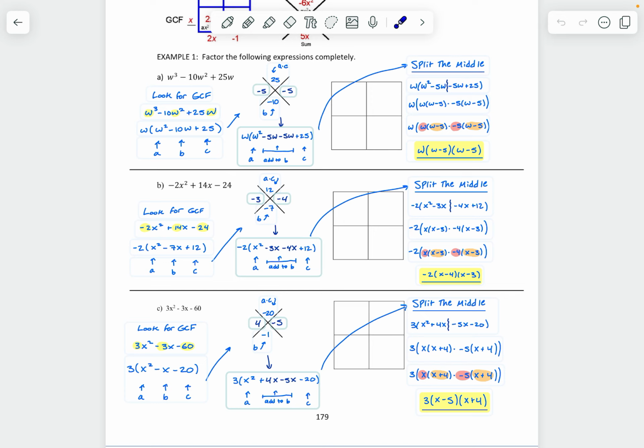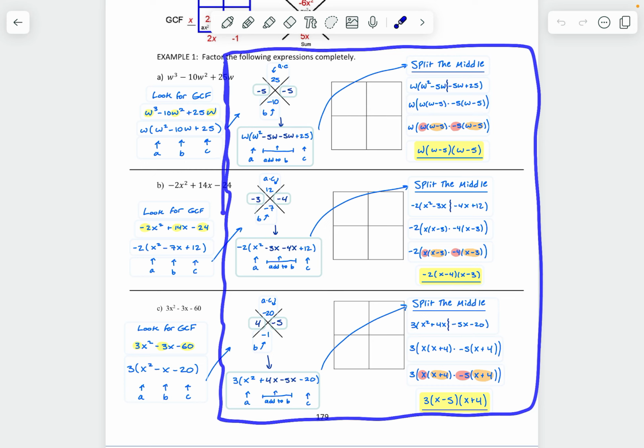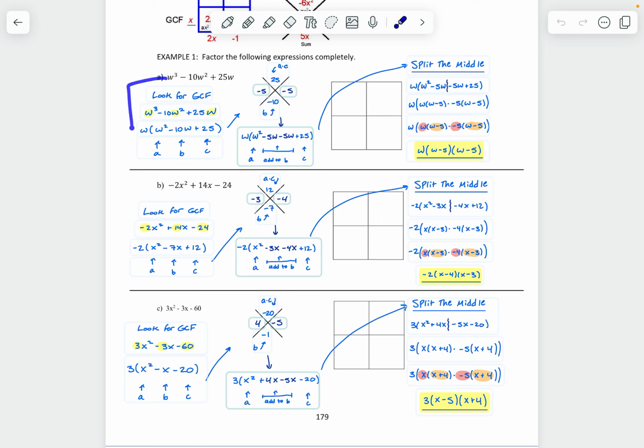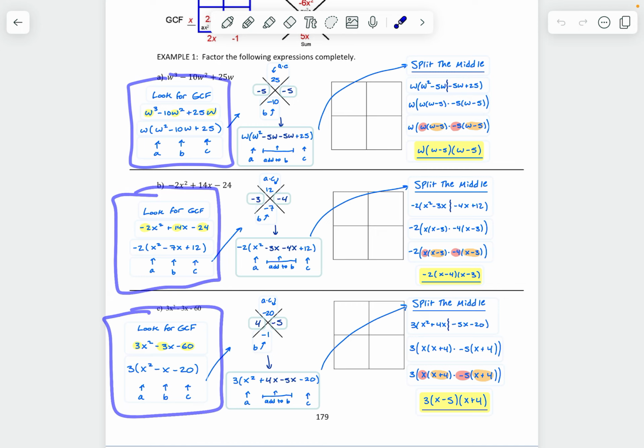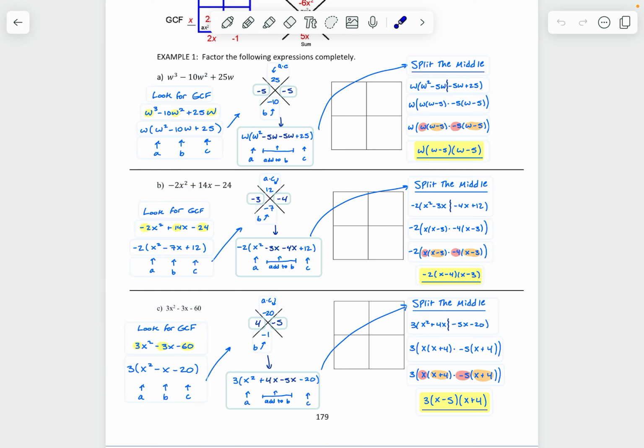Now I know I mentioned it a handful of times, but these problems don't change that much. From right here all the way to the right, this is what we already have done. But what changes is now we first need to look for that greatest common factor, and just make sure that it hangs out the whole way. Okay, great.